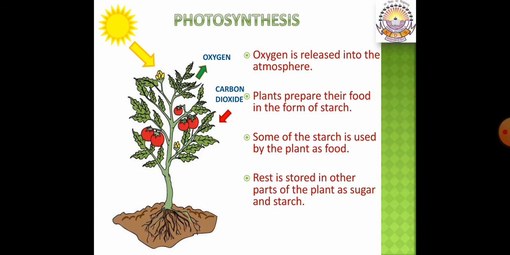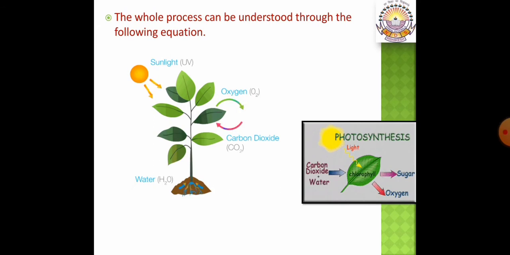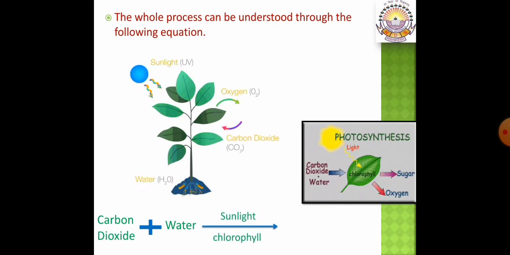So now let's understand this process through this equation. Carbon dioxide combines with water in the presence of sunlight, and the presence of chlorophyll is also a must because chlorophyll helps to absorb the sunlight. It forms glucose or sugar, and releases oxygen through the stomata. Here glucose is the starch stored as food in the leaves part of the plant.